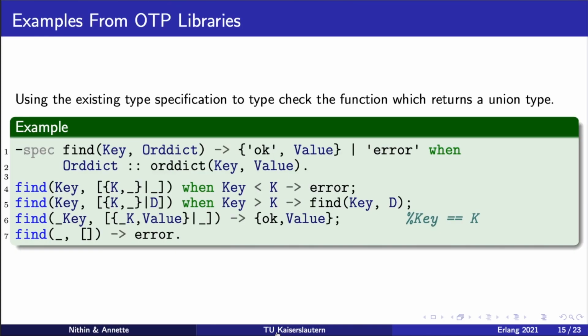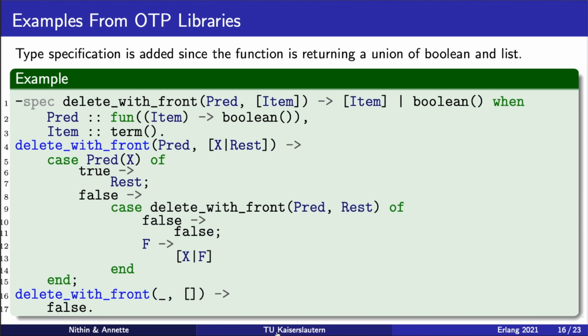Here is an example where we use an already existing type specification to check a function which returns a union type. In the case of etc, they have to add algebraic data types to support this case. Here is another example. This delete_with_friend function is a private function which is not exported, and since this function returns a union of boolean and list, we were able to add a type specification and then type check this function.